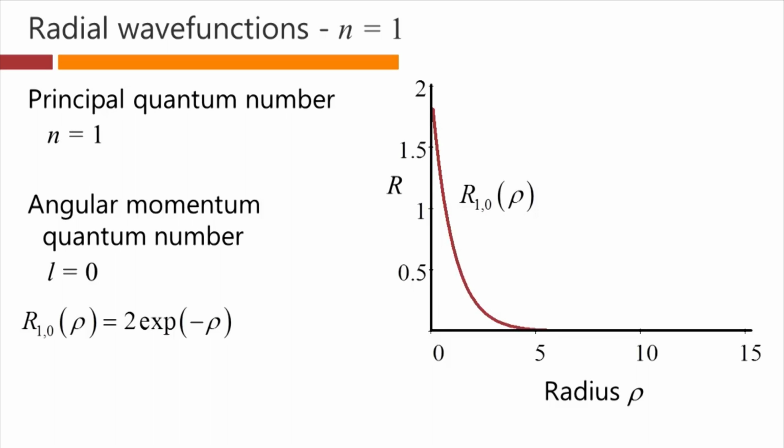So it basically is a function that simply falls off exponentially with distance, and that falls off with an exponential decay length of the Bohr radius. Remember that rho is just the actual physical distance, r, divided by the Bohr radius. So here it is. This is the function in radius that corresponds to the n equals 1, L equals 0 state.